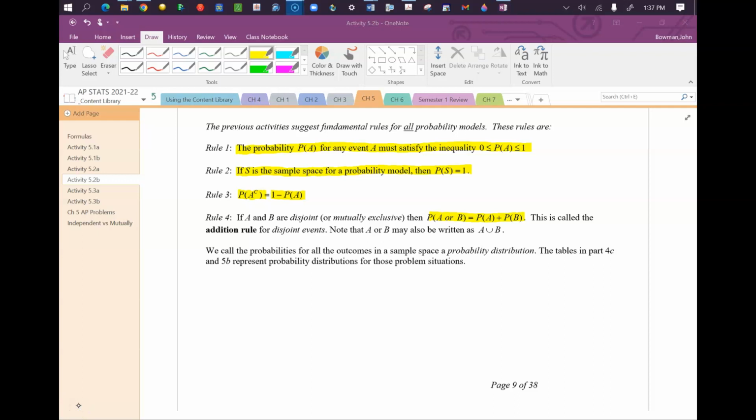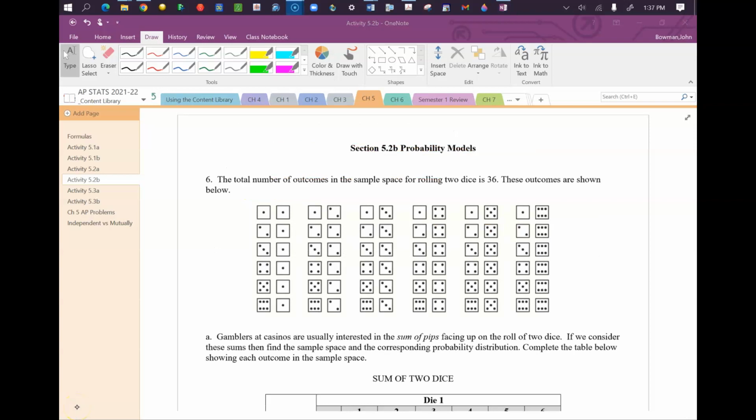Lastly, you will see the A or B notation written as A union B. So the rest of this activity is really just using these ideas that you've experienced in the first part of this activity and getting some practice. So my suggestion is you pause the video, you work through as many or as few of these as you need to the point where you're comfortable with this, and then you hit play on the video to check your answers.